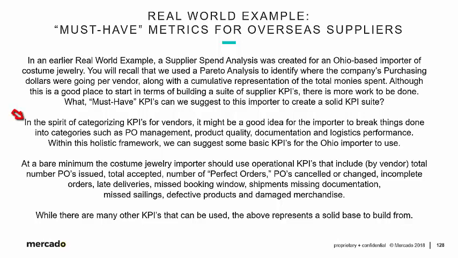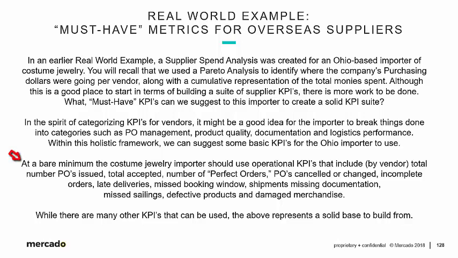Second paragraph. In the spirit of categorizing KPIs for vendors, it might be a good idea for the importer to break things down into categories such as PO management, product quality, documentation, and logistics performance. Within this holistic framework, we can suggest some basic KPIs for the Ohio importer to use.